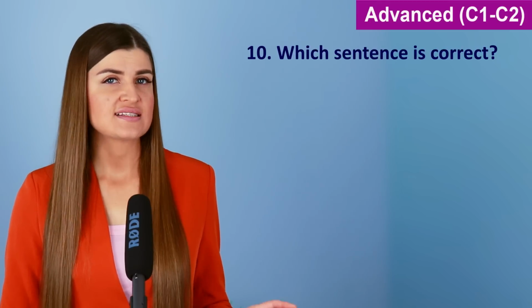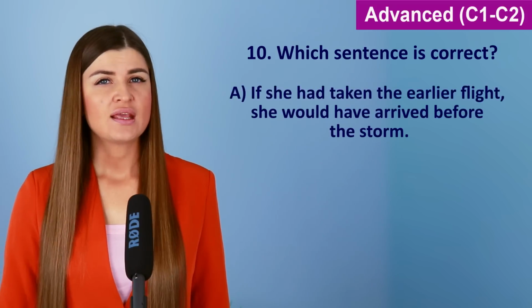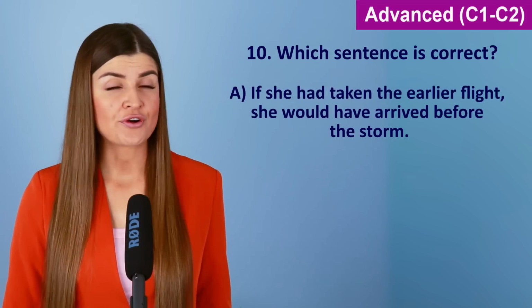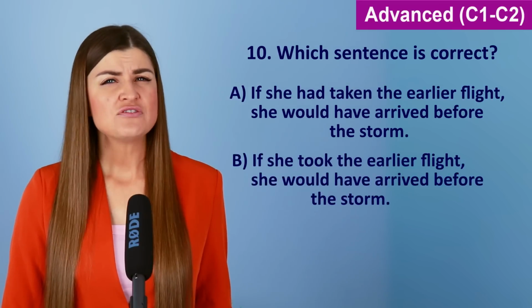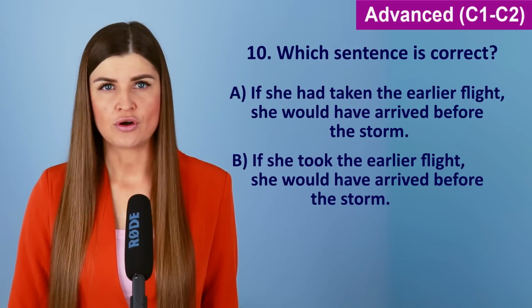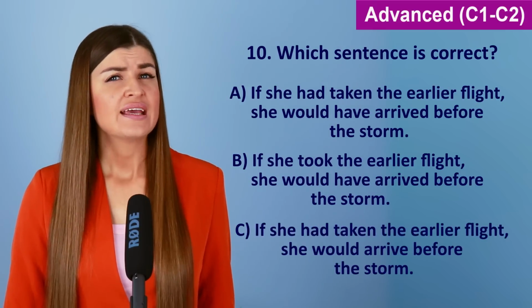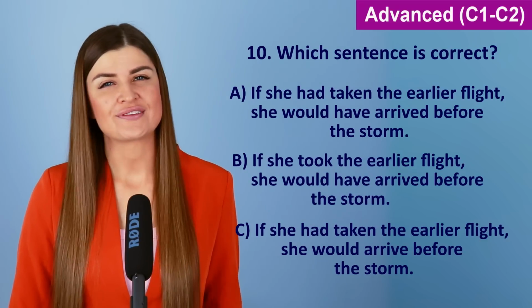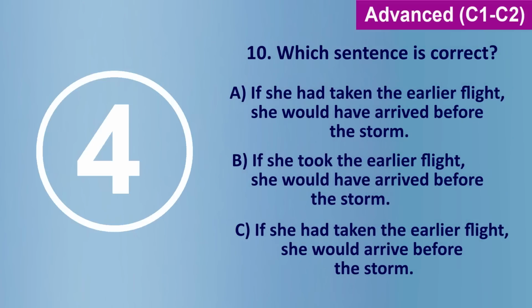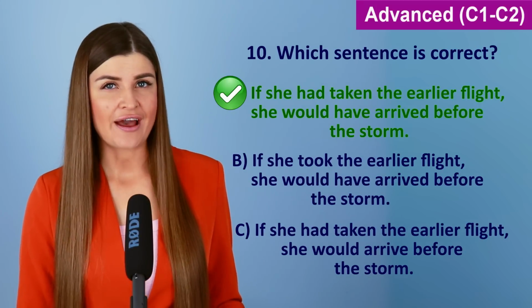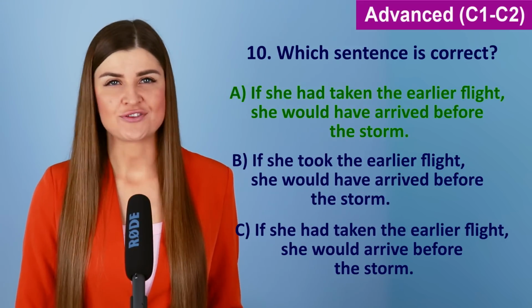10. Which sentence is correct? A. If she had taken the earlier flight, she would have arrived before the storm. B. If she took the earlier flight, she would have arrived before the storm. C. If she had taken the earlier flight, she would arrive before the storm. The correct option is A. If she had taken the earlier flight, she would have arrived before the storm.